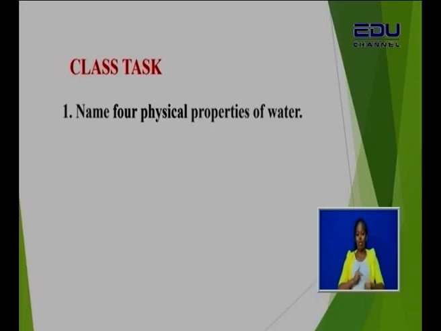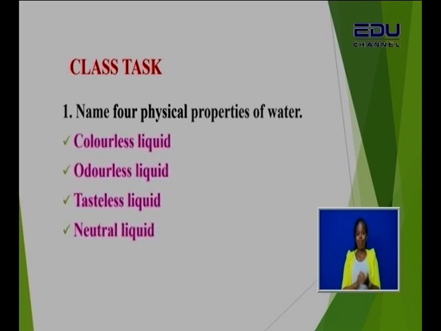4 physical properties of water. They are very simple, they can just take them in faster. Those are the 4 physical properties of water. We said it has to be colorless liquid, odorless liquid, tasteless liquid, and a neutral liquid.